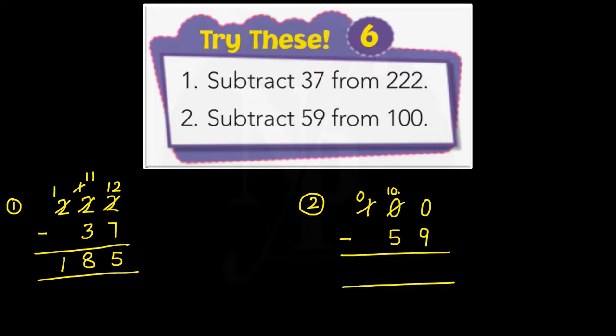And again we regroup these digits. That is, we make this 10 tens as 9 tens and we borrow 1 ten to the ones column. It becomes 10 ones. On subtracting 9 ones from 10 ones we get 1, and subtracting 5 tens from 9 tens we get 4 tens, and in the hundreds column we have 0 here. Therefore 41 is the difference of 100 and 59, or on subtracting 59 from 100 we get 41 as the difference.